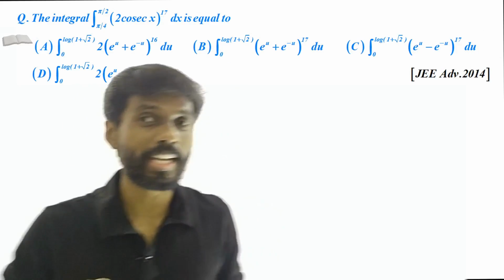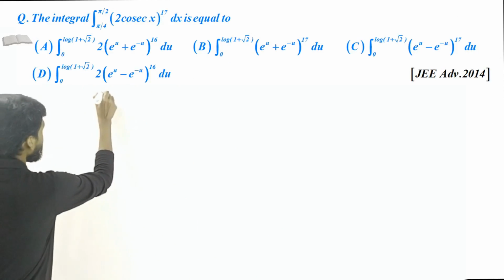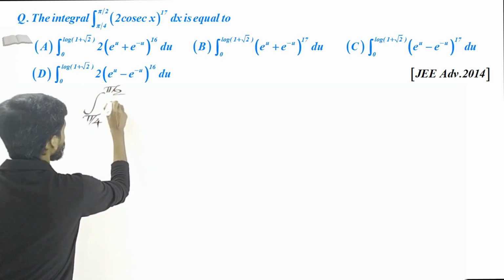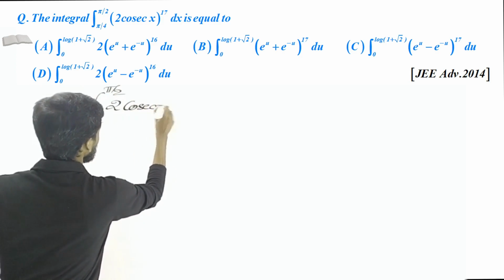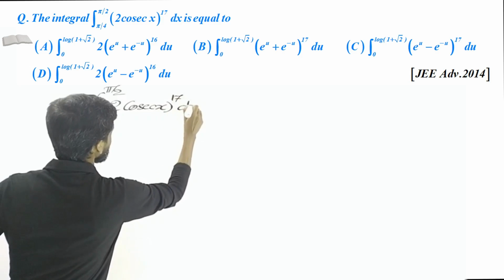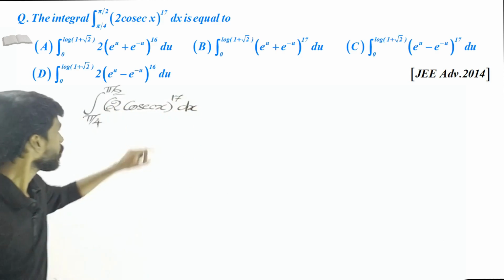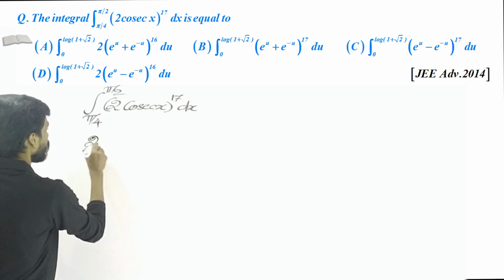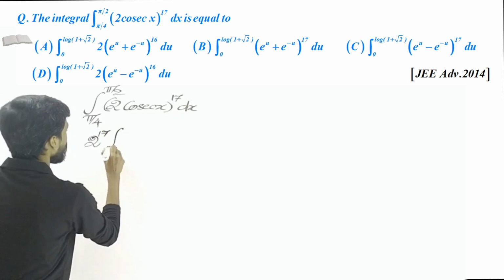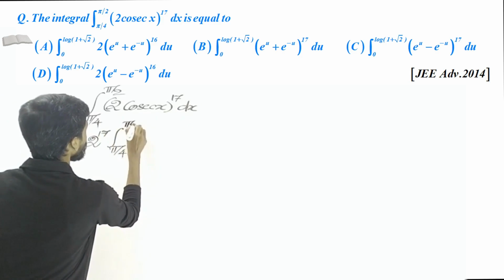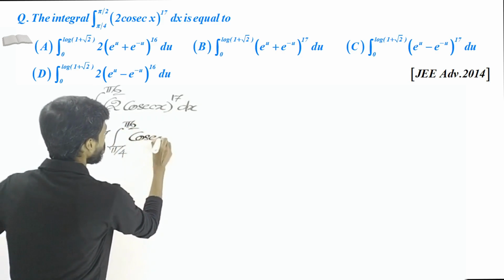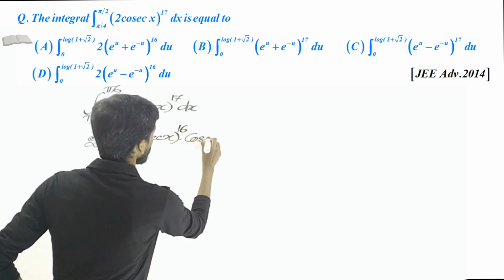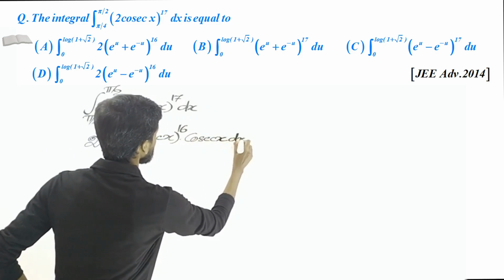Let's integrate 2 cosecant x to the power 17. It is given that the integral is from pi by 4 to pi by 2 of 2 cosecant x to the power 17 dx. Let us simplify this and split it into two parts. First of all, let's take 2 to the power 17 out, since that is a constant. So it is the integral from pi by 4 to pi by 2 of cosecant x to the power 17, which is split into cosecant x to the power 16 multiplied by cosecant x, since power 17 is written as 16 plus 1.